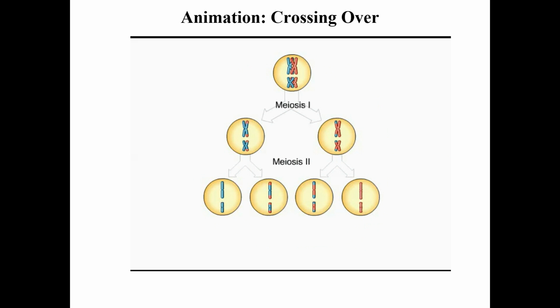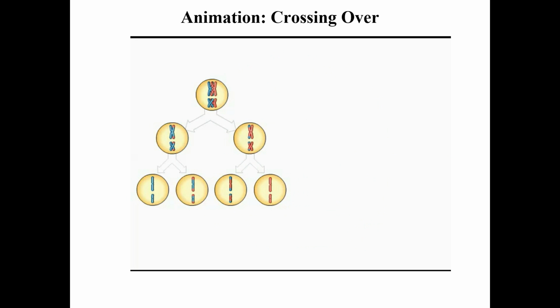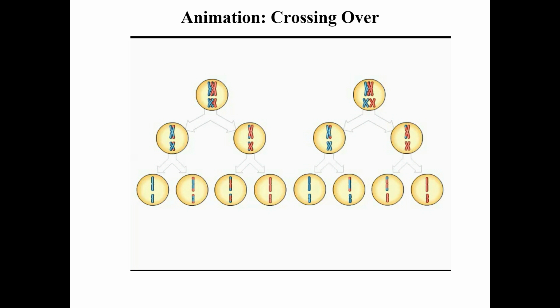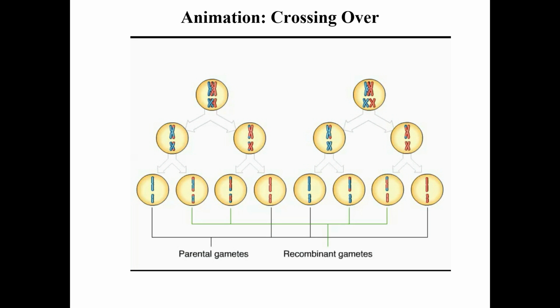There are many ways crossing over can occur. In humans, crossover events happen an average of 2 or 3 times per chromosome pair, greatly increasing the variation among eggs and sperm. Note that crossing over produces some parental gametes with chromosomes like those of the parents, and some recombinant gametes with a mixture of genes from both sets of chromosomes.